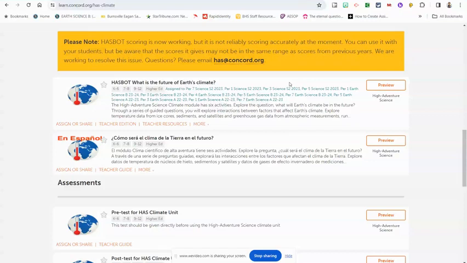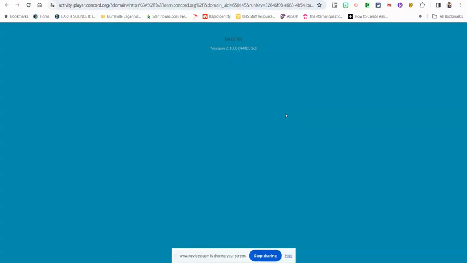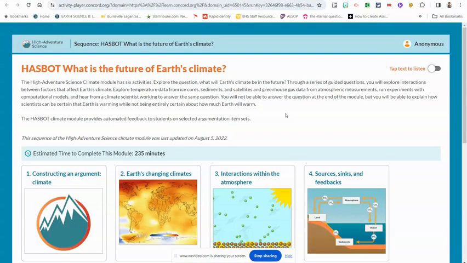To do a quick overview of your lesson in Hasbot. We are doing What's the Future of Earth's Climate? So when you log into Hasbot, I want you to look for this activity. I'm going to click Preview. Okay, this activity is What's the Future of Earth's Climate?